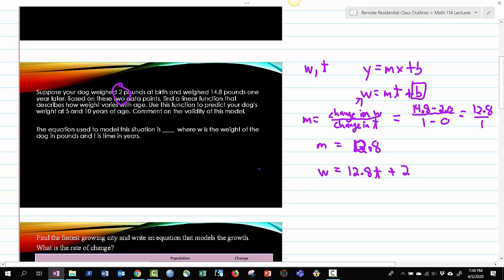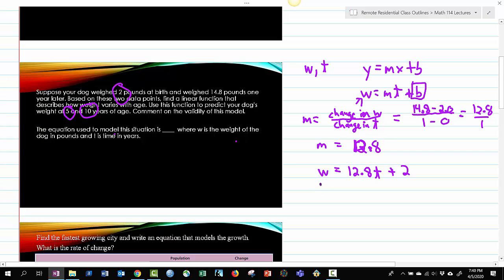Now, the next thing it says, use this function to predict your dog's weight at 5 and 10 years. So really, to understand this question, you've got to know a little bit about dogs, right? Dogs are pretty much full grown at 1 year. So the idea that the amount of weight gain from year 0 to year 1 would have anything to do with year 1 to year 5 and year 5 to year 10 really just doesn't make any sense. Let's plug the numbers in and see how that works out.